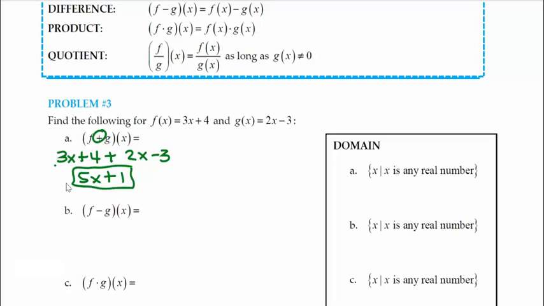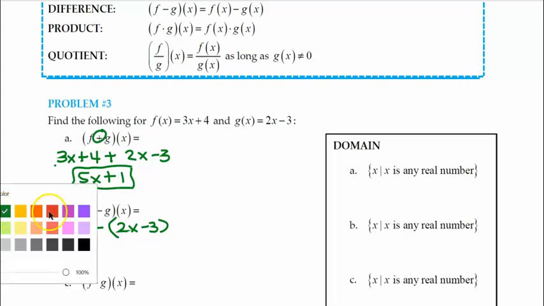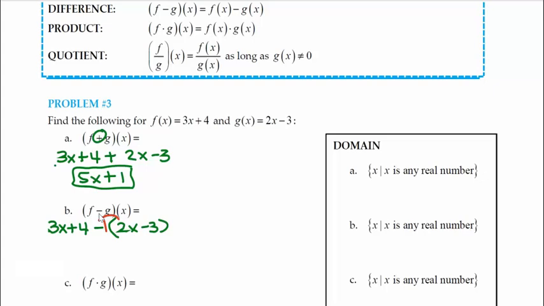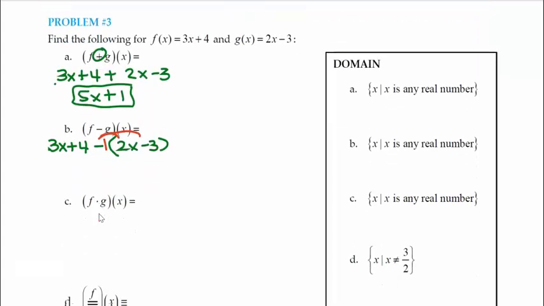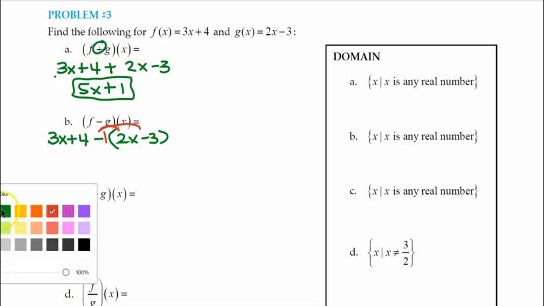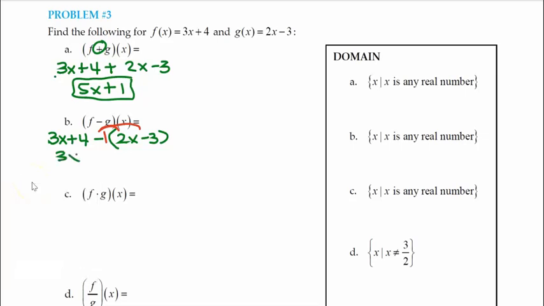All right, what about if we subtract them? Be careful on this one, because again, we're going to have our f function, 3x plus 4. But then I need to subtract, and you've got to put the next part in parentheses because I'm subtracting all of my g of x. So that 2x minus 3 needs to go in parentheses because I'm really distributing a negative 1 through, like we talked about before. So the first part stays the same, 3x plus 4. But when I distribute this, I get negative 2x plus 3.